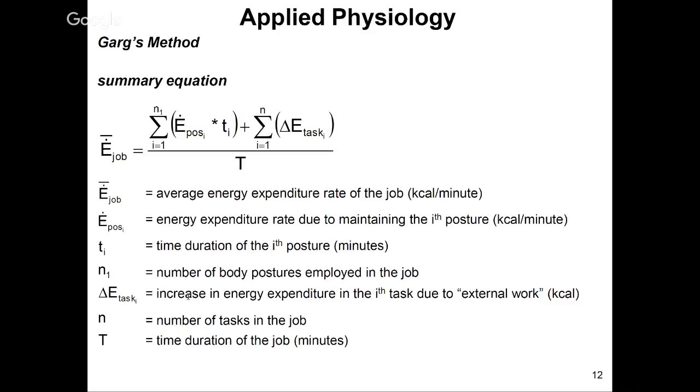Yes. So you're going to take posture for task 1. You're going to find the energy for posture 1, and then the time for posture 1 and multiply them together. Energy for 2, time for 2, multiply them together, for 4 or more, and then add them together. So that's what this means, you're just going to add them together. It's just a sum. It looks scarier than it really is.